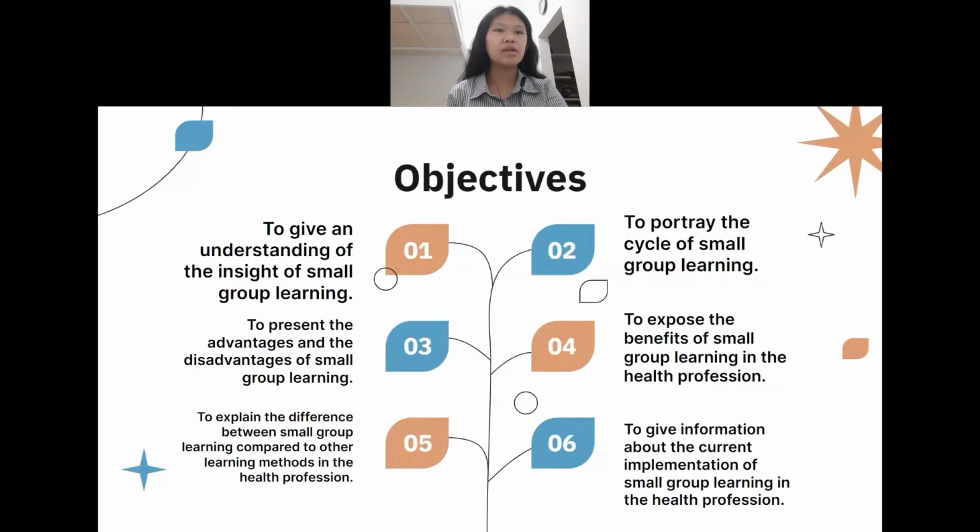Our objectives are to give an understanding of the insight of small group learning, to portray the cycle of small group learning, to present the advantages and disadvantages of small group learning, to expose the benefits of small group learning in the health profession, to explain the difference between small group learning and other learning methods in the health profession, and to give information about the current implementation of small group learning in the health profession.